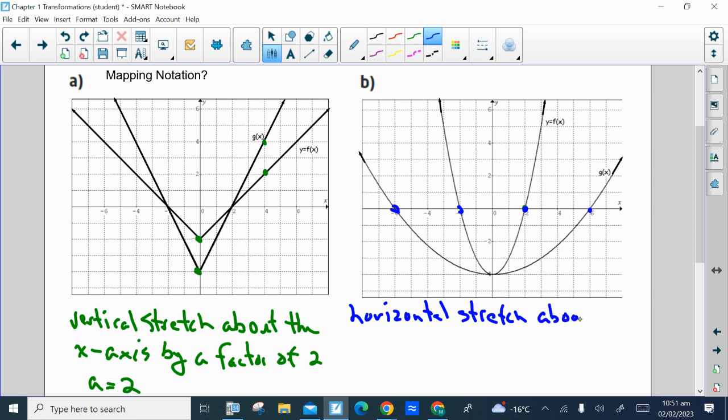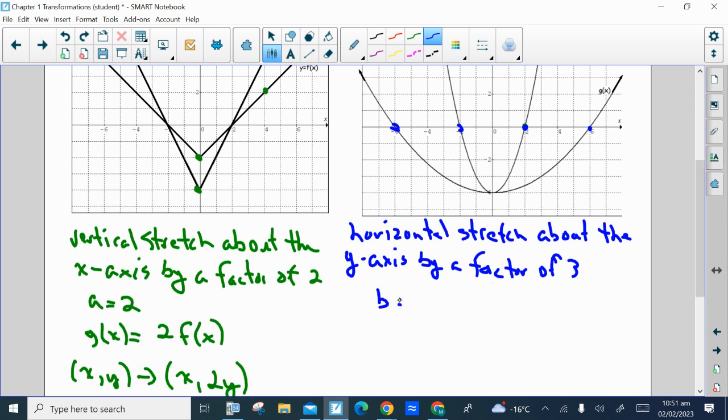About the y-axis by a factor of 3. Which means that our b value is 1/3. The b value and the horizontal stretch factors are always reciprocals of each other. And when we write our equation, it's the b value you put in the equation, not the stretch factor, right?